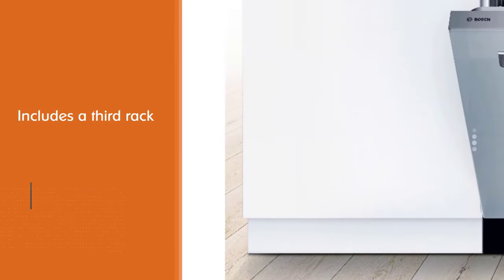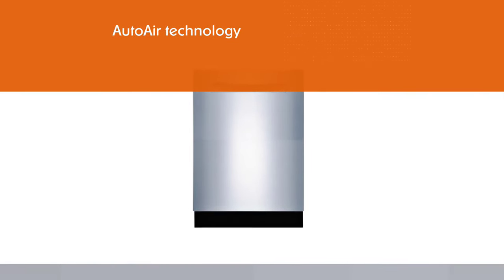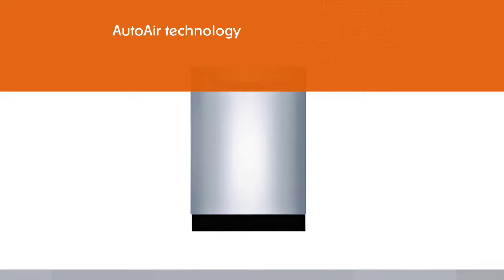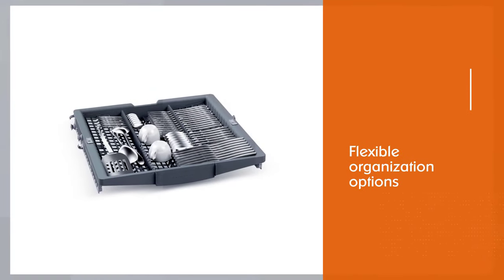Now, to install it, you will need to purchase a dishwasher water connection kit on your own. It includes a third rack, AutoAir technology that opens the door slightly at the end of a load to dry dishes out, and a stainless steel tub.